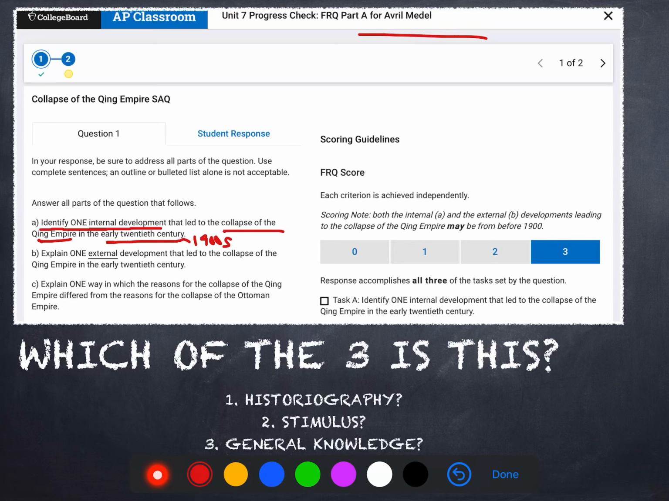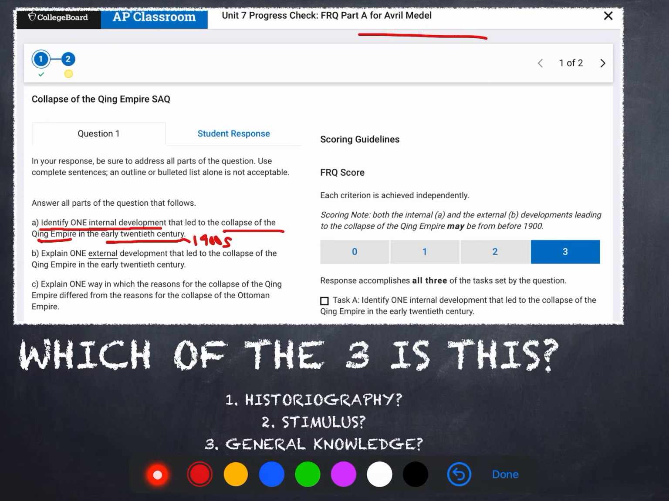So that means you shouldn't be talking about, I think somebody started bringing up the Mandate of Heaven. And that's great, but this is asking us for a specific thing that leads to the collapse of the empire. And this is saying to identify one. Here's this word, identify.